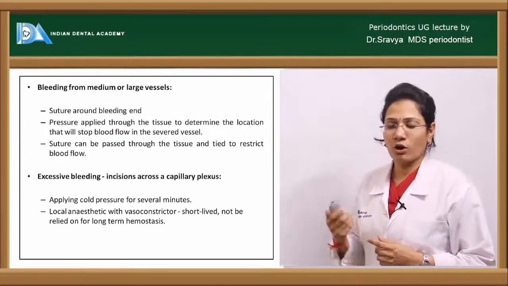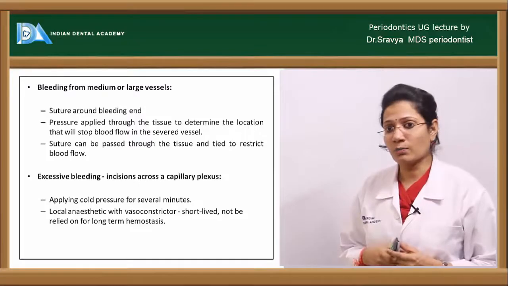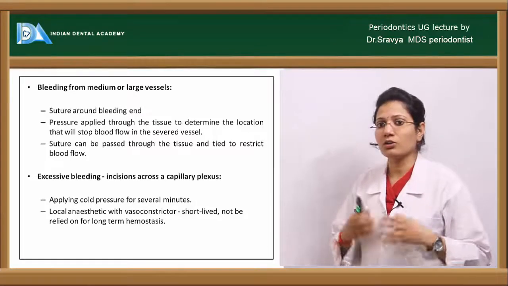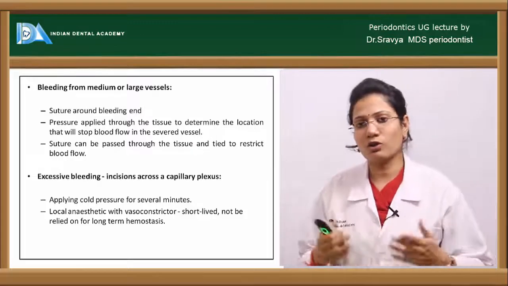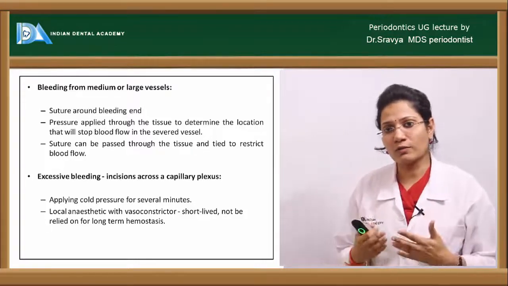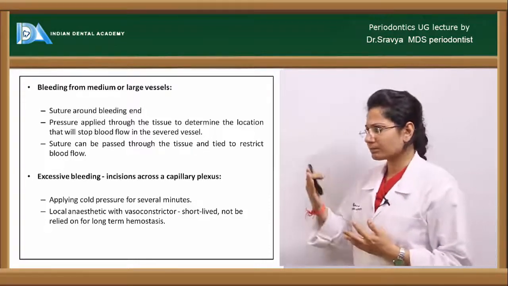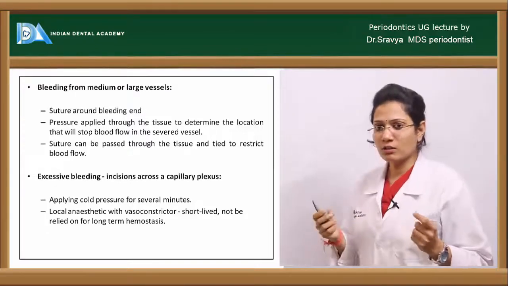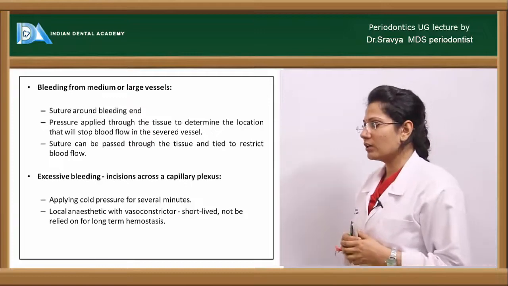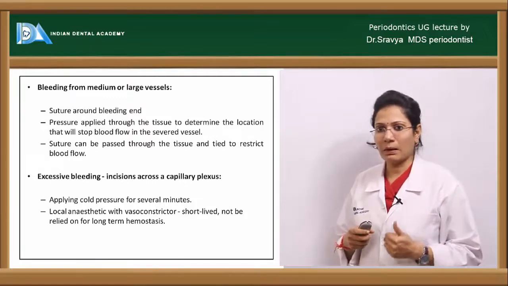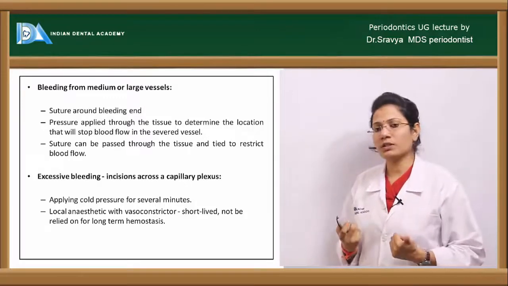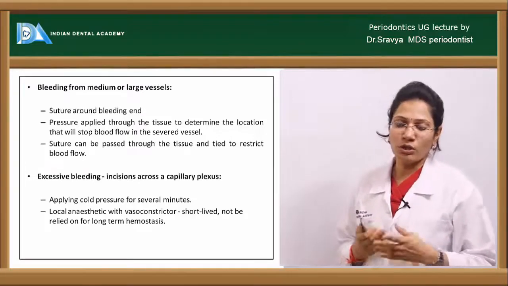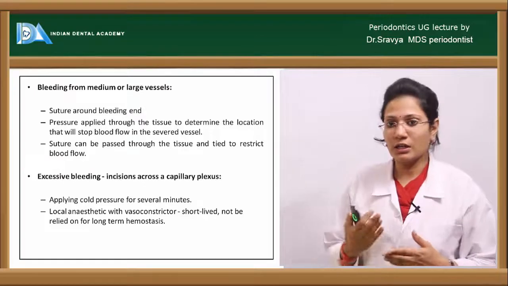Bleeding from medium or large vessels, how do you manage this? If you know that you have cut a large or medium-sized vessel, you're going to get a lot of oozing, a lot of spot bleeding. So how do you manage this? Probably you have to suture the bleeding ends of the artery, or else you can try applying a lot of pressure. Most of the time it can't be merely controlled with pressure. Probably you can also use electrocautery instruments.